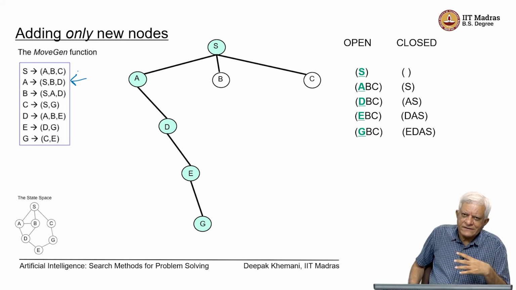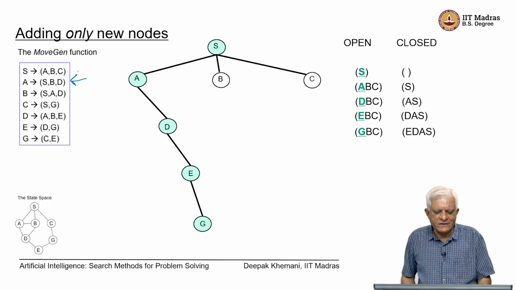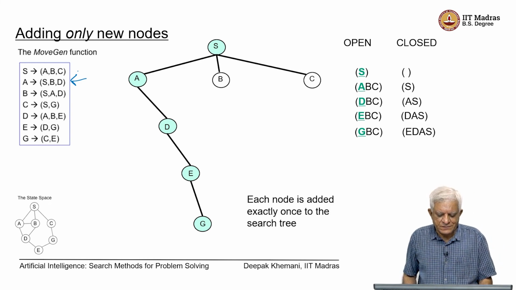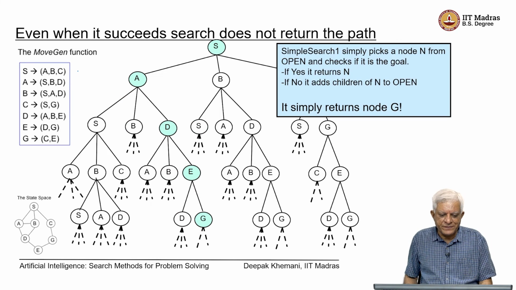So, what we are trying to emphasize here is that for the same state space, depending on what algorithm you are using, it will explore a different search tree or different search space. Here each node is added exactly once in the search tree.